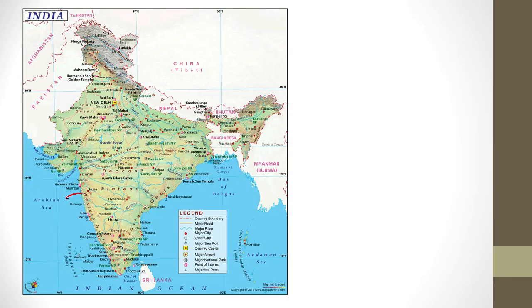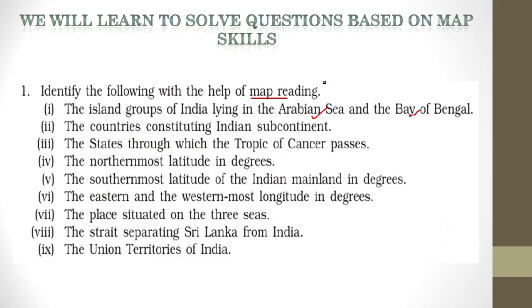So on the western coast of India you can easily find the Arabian Sea, and to its south are the Lakshadweep Islands. And on the eastern coast of India you can easily find the Bay of Bengal, and to its south lies the group of Andaman and Nicobar Islands. So your answer for the Arabian Sea is Lakshadweep and for the Bay of Bengal is Andaman and Nicobar Islands respectively.